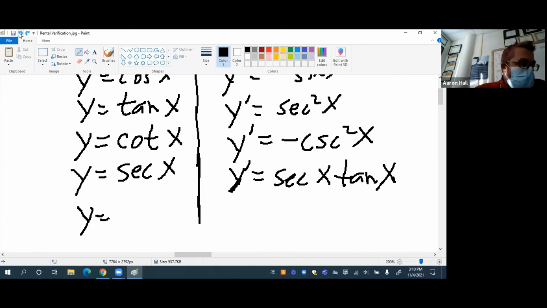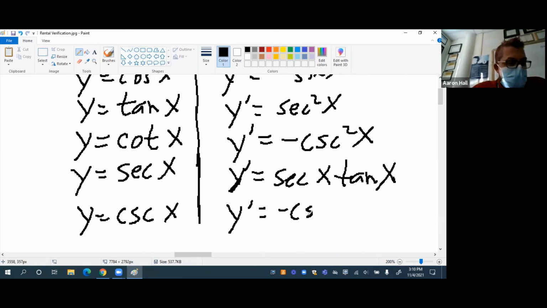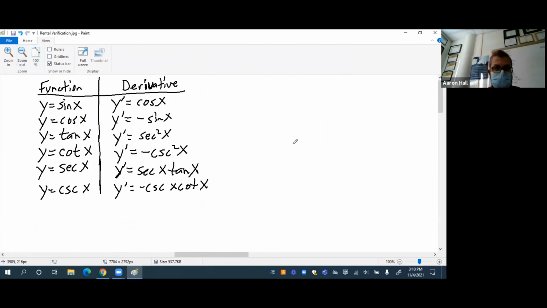Okay, so we have secant and then we have cosecant. The derivative of cosecant of x is negative cosecant of x times cotangent of x. All of these you have to memorize. I guess you can recreate some of these when you're taking the test, but that's going to eat up time. So have them memorized.